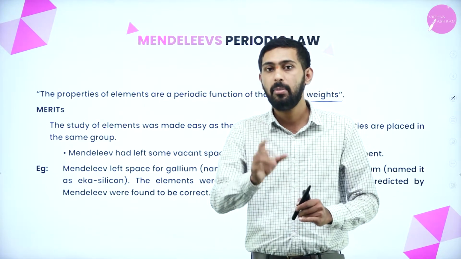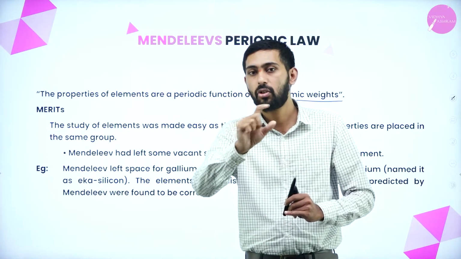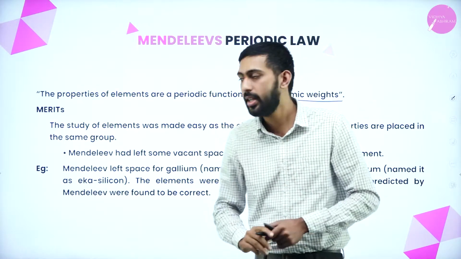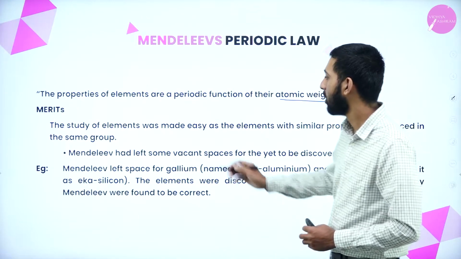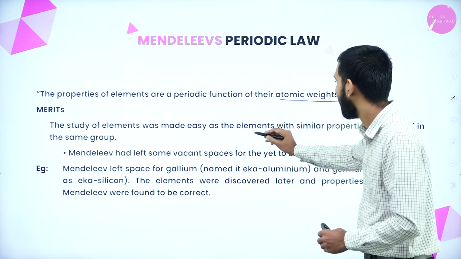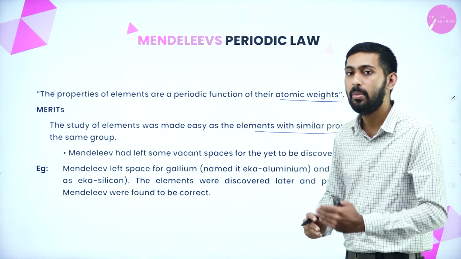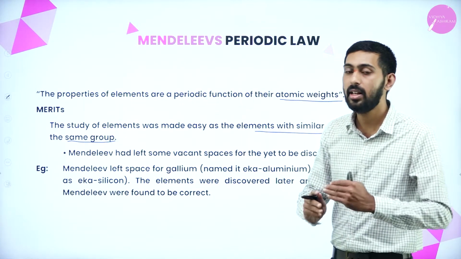And elements in horizontal rows are called periods. Vertical columns are called groups. Okay, next thing is merits of Mendeleev's periodic law. The study of elements was made easy, as elements with similar properties are placed in the same group.